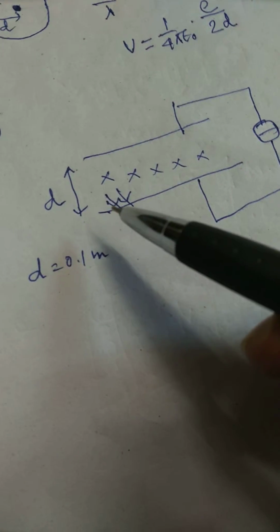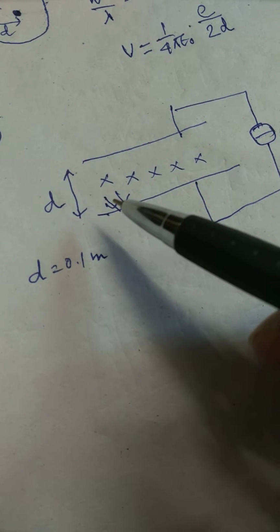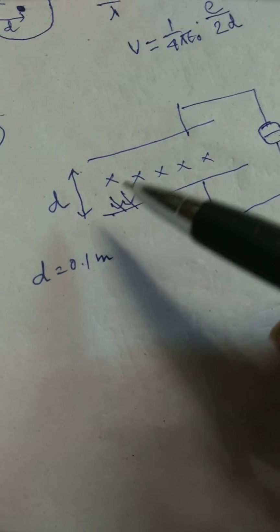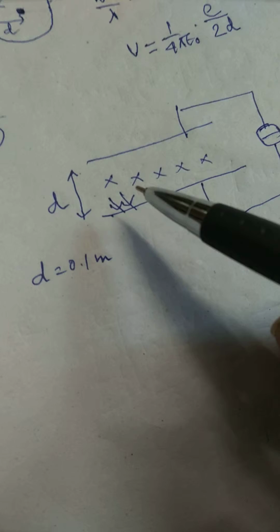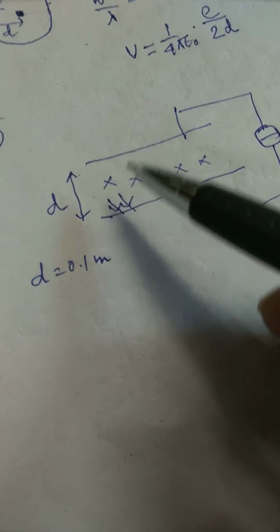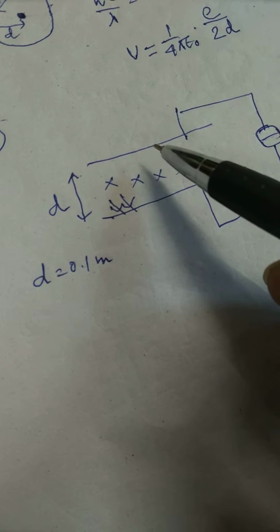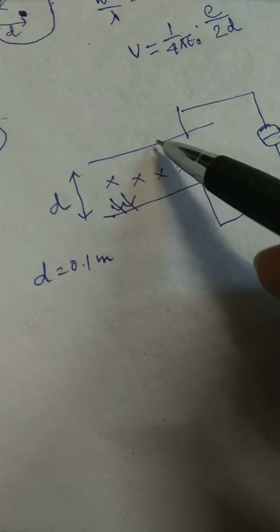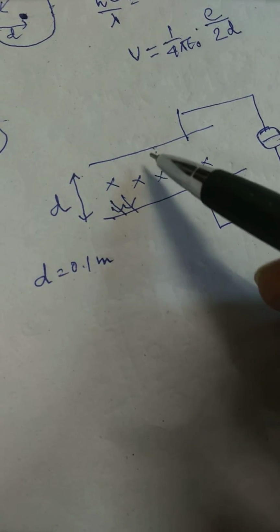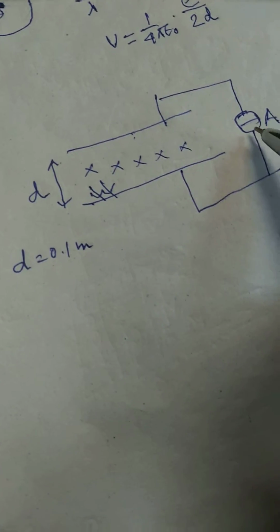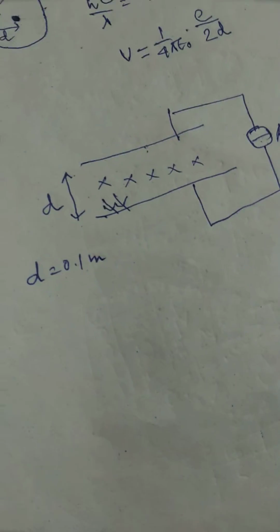So if 400 nanometer wavelength emits electrons, they have got maximum energy, and if those electrons cannot reach the other plate, then the deflection of the ammeter will be zero. Is it clear?